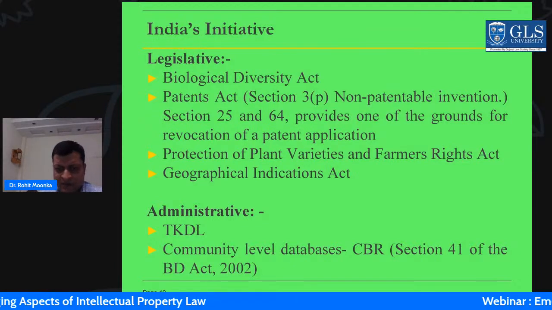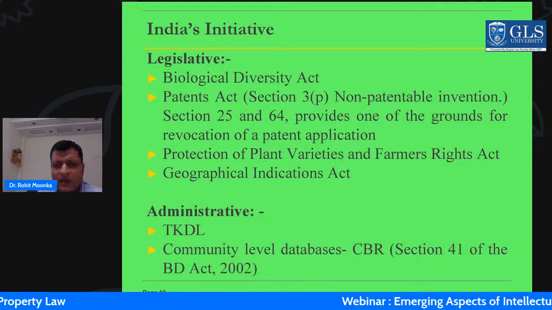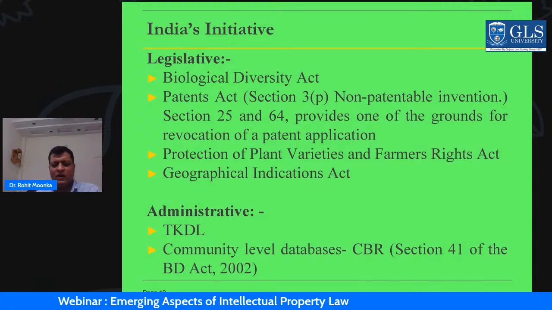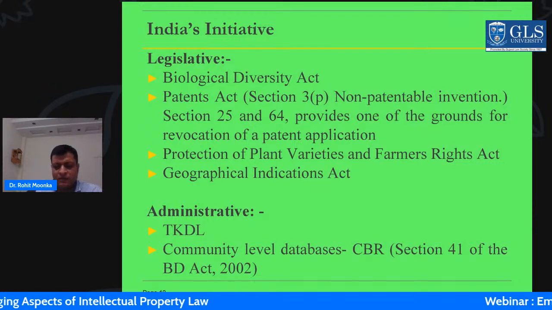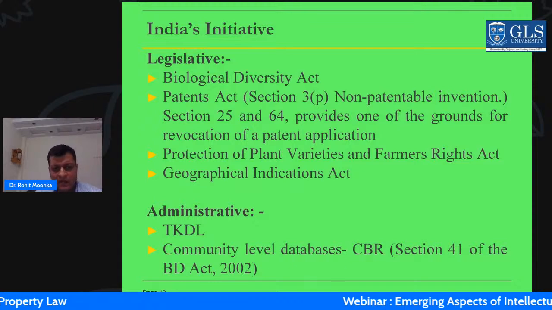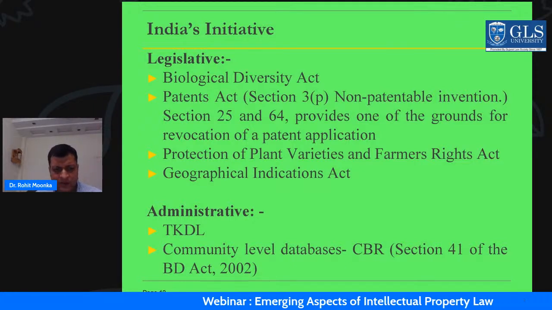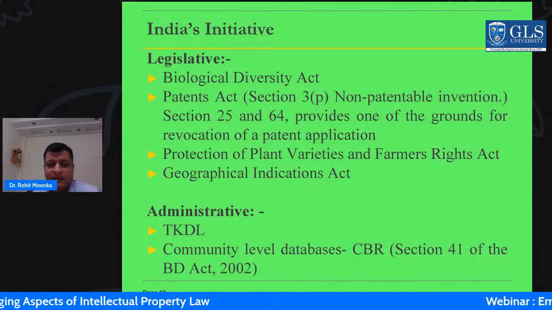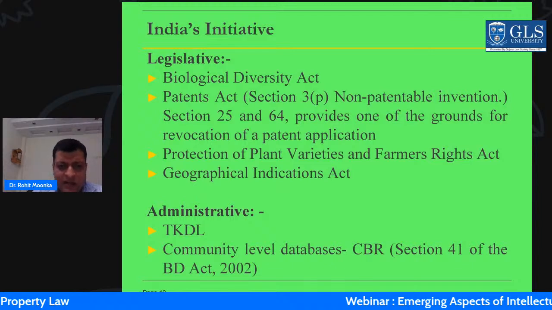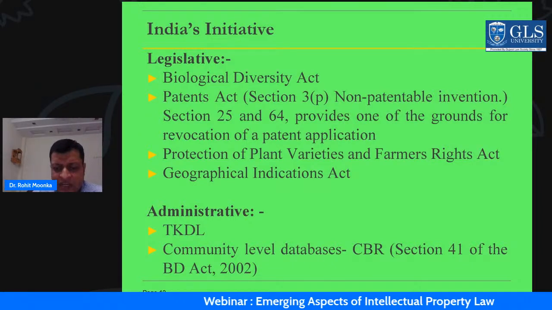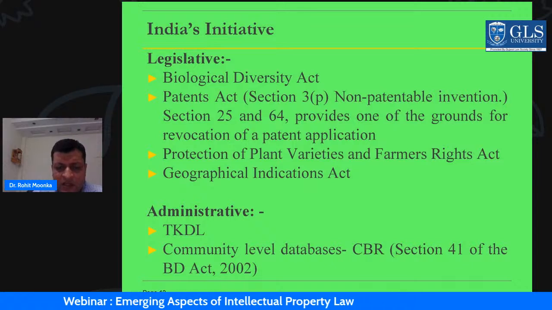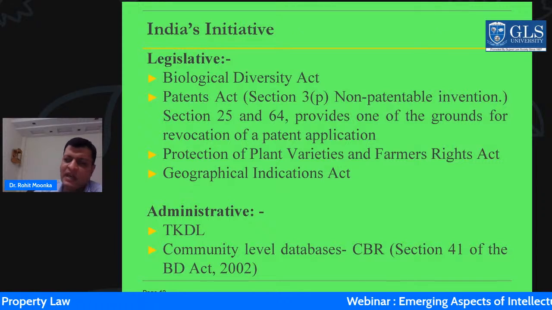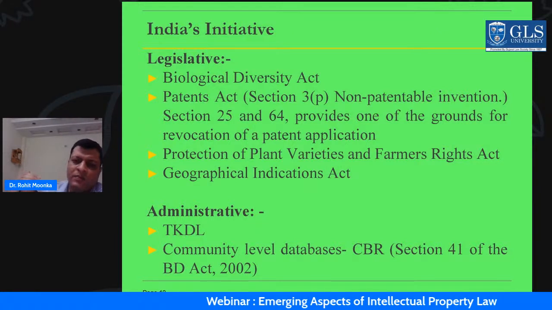You may refer to these sections. One of the sections is section 3(p). Now, as you know, section 3 of the Patent Act talks about non-patentable inventions. You must have referred to it in your topic of patent. What section 3(p) of the Patent Act says is that an invention which in effect is traditional knowledge, or which is an aggregation or duplication of the known properties of traditionally known component or components, would be considered non-patentable, because section 3 has given a whole list of such inventions which are non-patentable.